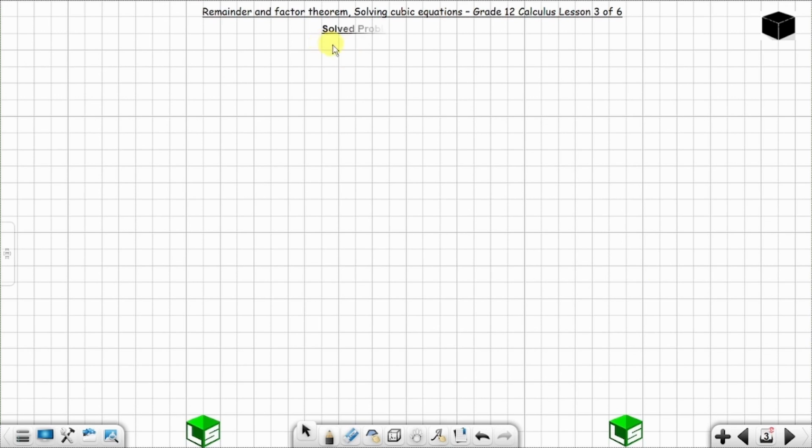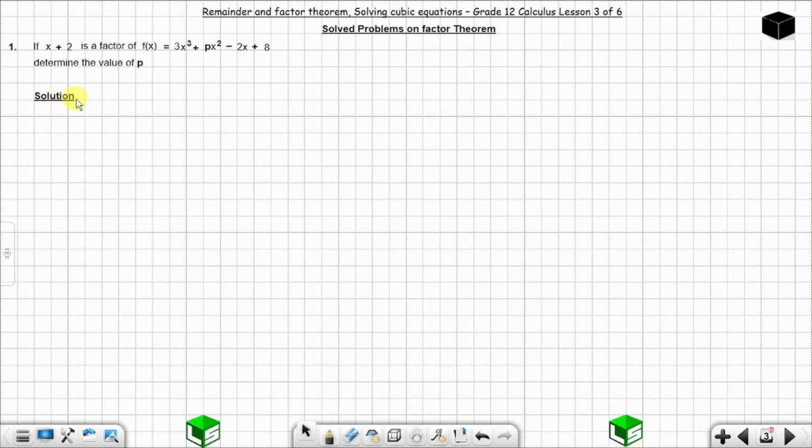Okay, now let's solve problems on factor theorem. Question 1. If x plus 2 is a factor of f of x is equal to 3x cubed plus px squared minus 2x plus 8, determine the value of p.